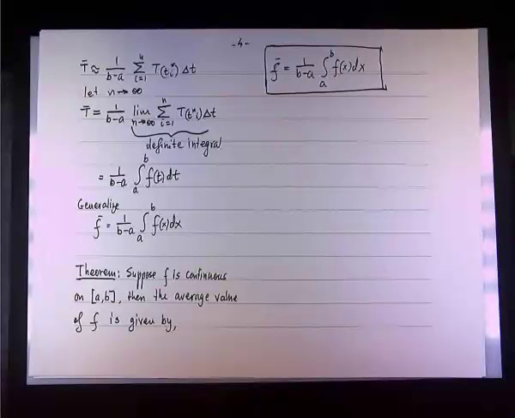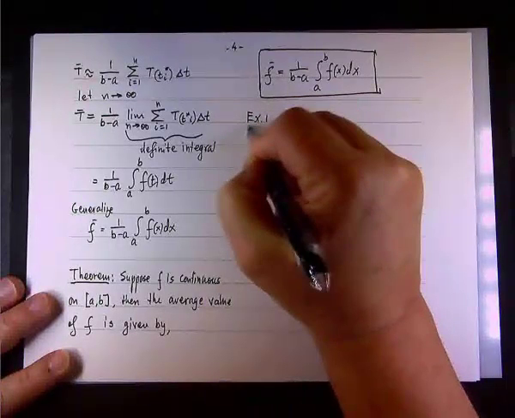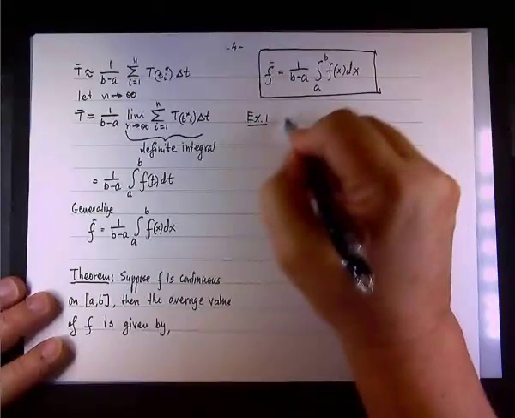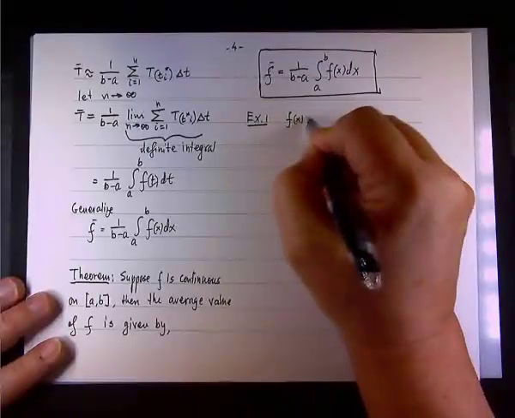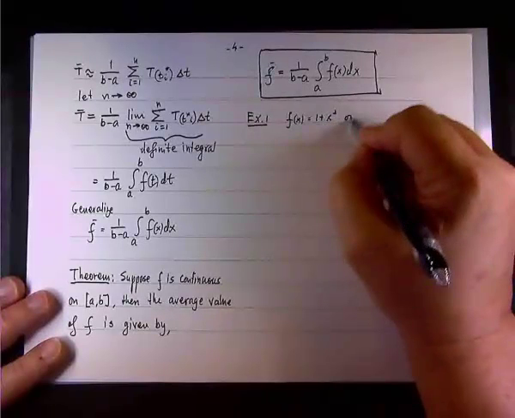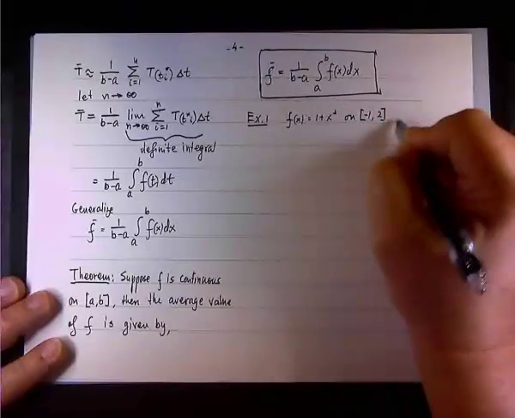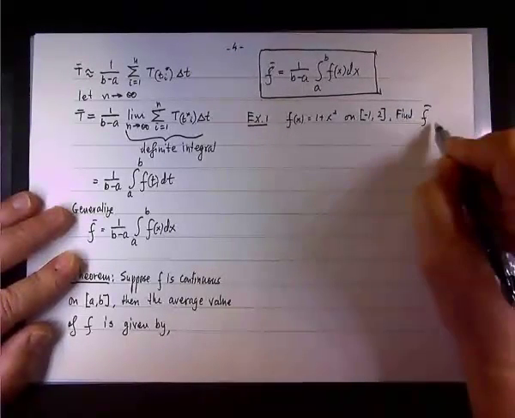Okay, this is the average value of f, and next I'll give you an example, and then I'll give you another little theorem. So here's a quick example. In this example, we're going to let f of x equal 1 plus x squared, defined on the closed interval -1 to 2, and what we need to do is find the average value, f bar.